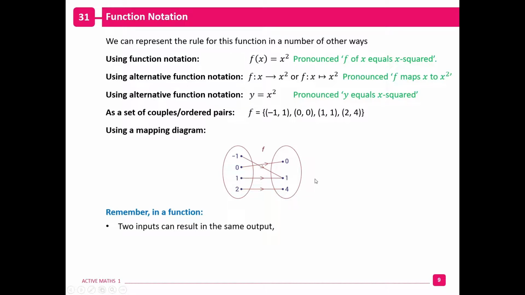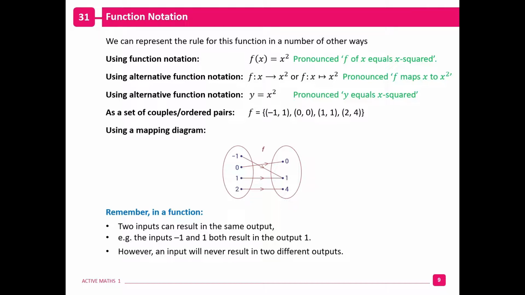So just to recap, in a function, two inputs can have the same output. For example, the inputs -1 and 1 both have the output 1. However, one input will never result in two outputs, so we can't have 1 to many. And every input has its own output.